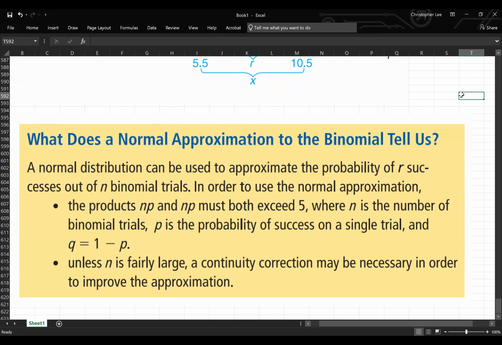So what does a normal approximation to a binomial tell us? A normal distribution can be used to approximate the probability of r successes out of n binomial trials. In order to use the normal approximation, the products n times p and n times q must both exceed 5, where n is the number of binomial trials, p is the probability of success on a single trial, and q is equal to 1 minus p. Unless n is fairly large, a continuity correction may be necessary in order to improve the approximation. And we saw what happens when we don't do that.